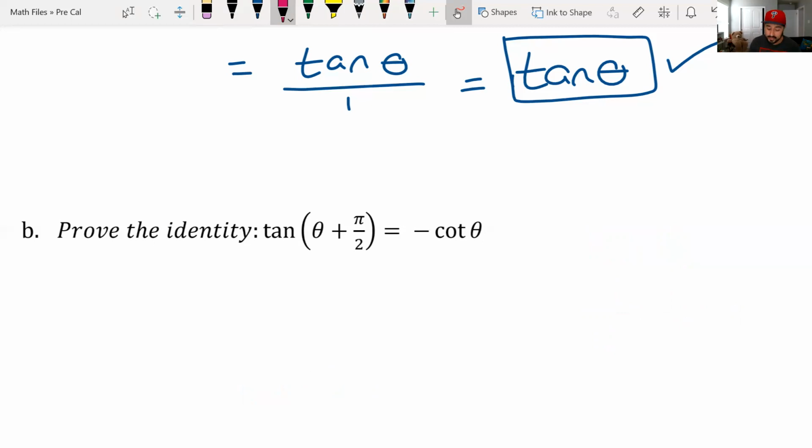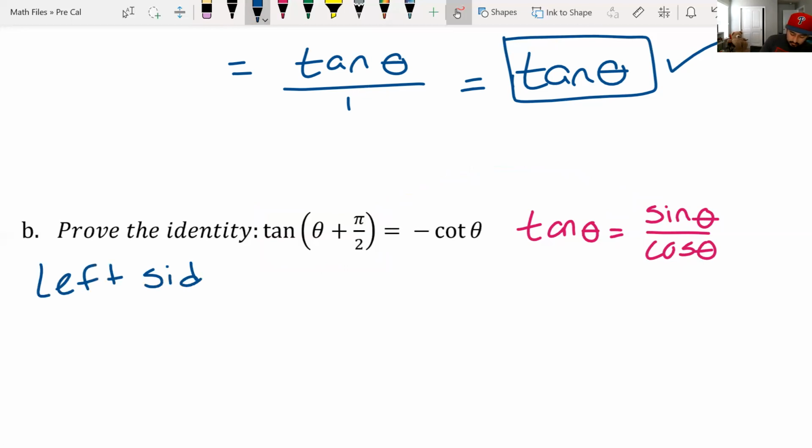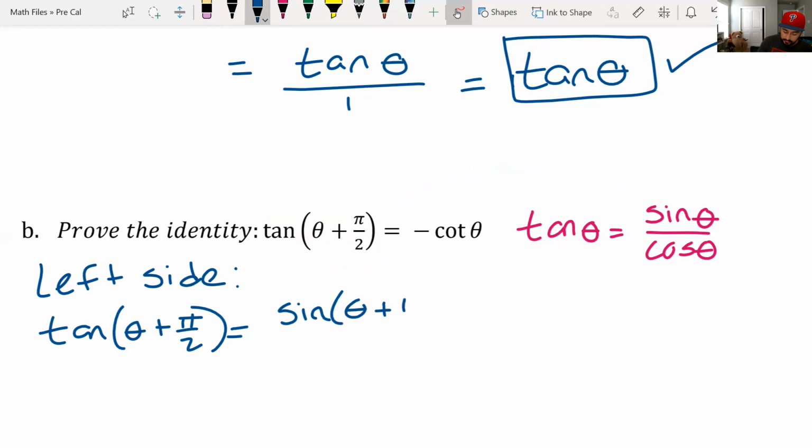Well, think of identities, right? Bring in identities. Remember that tangent theta is the same as sine theta over cosine theta, which means we can change this tangent theta plus pi over 2 into its identity form of sine over cosine. So that's what we're going to do here. So this is a proof by the left side. And we're going to make this in, so I'll start with tangent theta plus pi over 2. And this will become sine of theta plus pi over 2 over cosine of theta plus pi over 2.